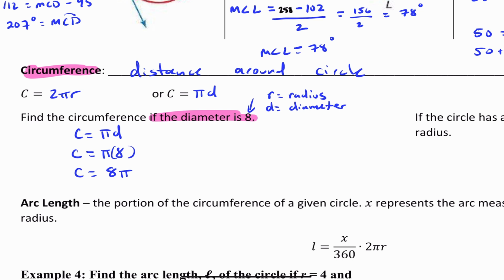Now I'm going to make a note here. I'm going to leave my answer in terms of pi. I don't want to multiply 8 with 3.14. I just want to keep it nice and exact. So C is equal to 8 pi will be the best answer to look at here. Okay, so again, do not multiply by 3.14. That's an approximate. That's not exact. So just leave it in terms of pi.